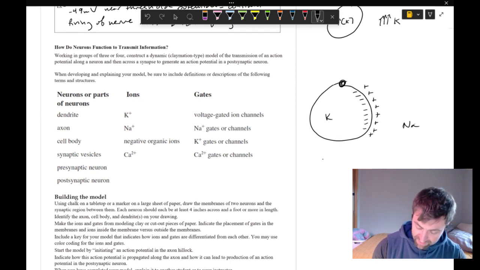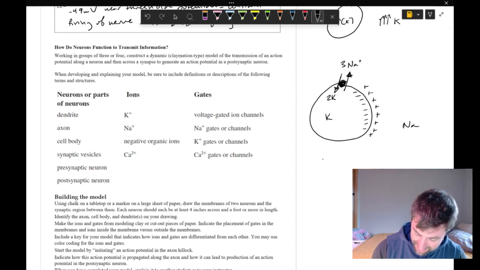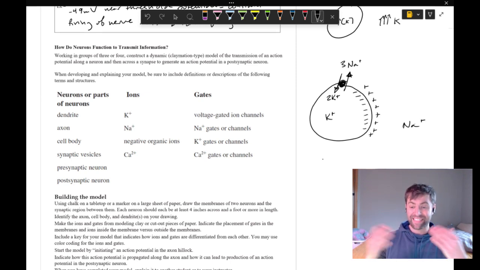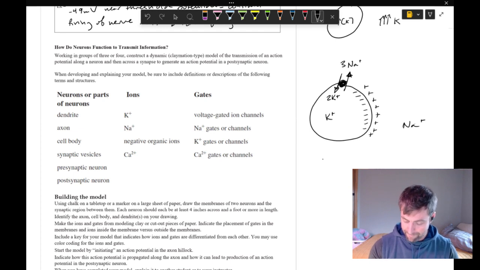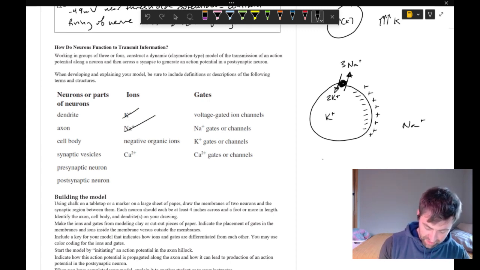To maintain that difference, we have sodium potassium ATPase, pushing 3 sodium out and 2 potassium in against their concentration gradients to maintain this difference in potential. So we have potassium, sodium, negative organic ions we talked about. We have sodium potassium ATPase.